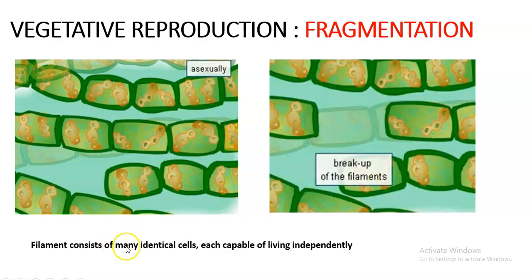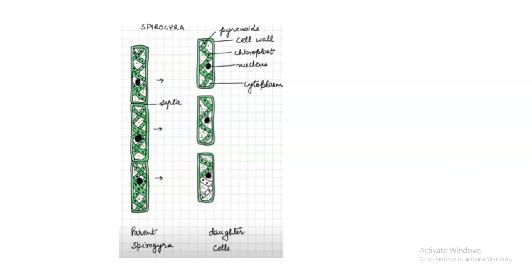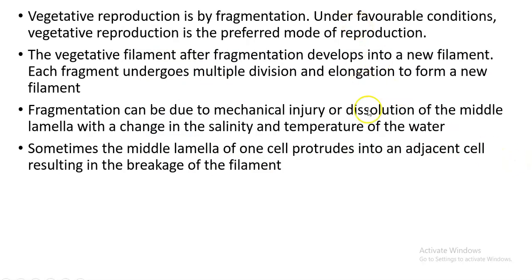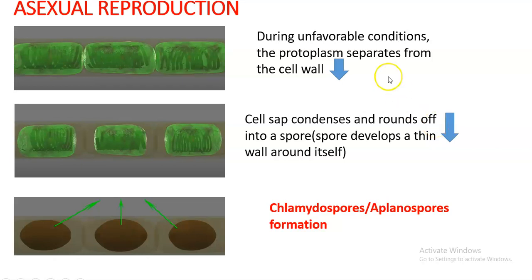Okay, so the filament consists of many identical cells. This is one cell, this is one cell, this is one cell, each capable of living independently. When this is broken, it will divide, multiply, and regenerate into a new thallus structure. So this is the easy to draw diagram for the examination. Here there is a septum, and from here fragmentation will happen, and these are the independent daughter cells from which a new Spirogyra thallus will emerge. Now moving ahead, these are the details. I have explained everything already. You can pause the video and write if you want.